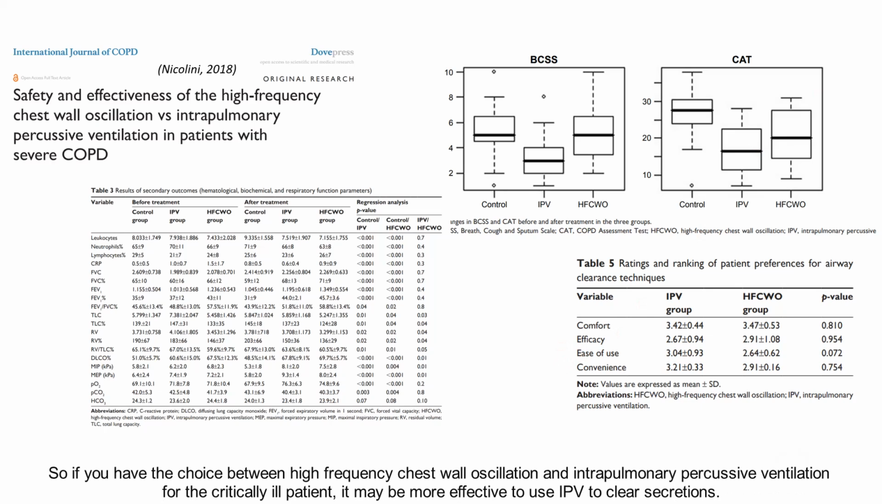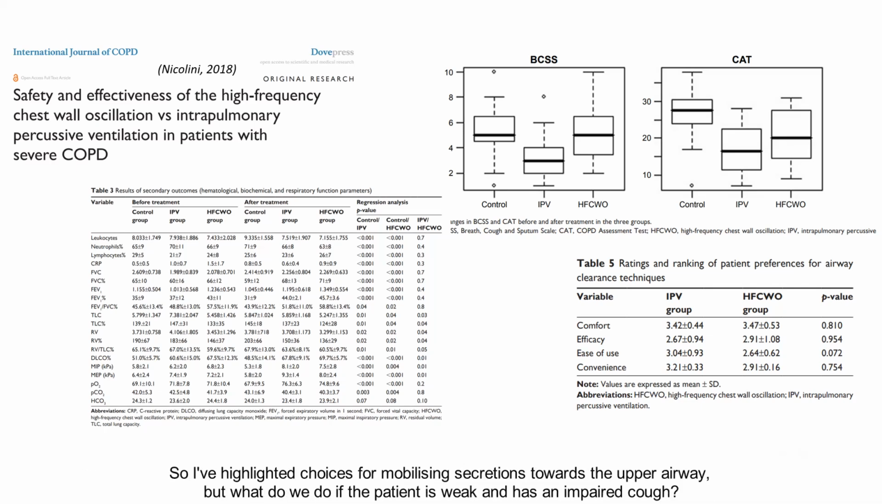So, if you have the choice between high-frequency chest wall oscillation and intrapulmonary percussive ventilation for the critically ill patient, it may be more effective to use IPV to clear secretions. So I've highlighted choices for mobilising secretions towards the upper airway, but what do we do if the patient is weak and has an impaired cough?